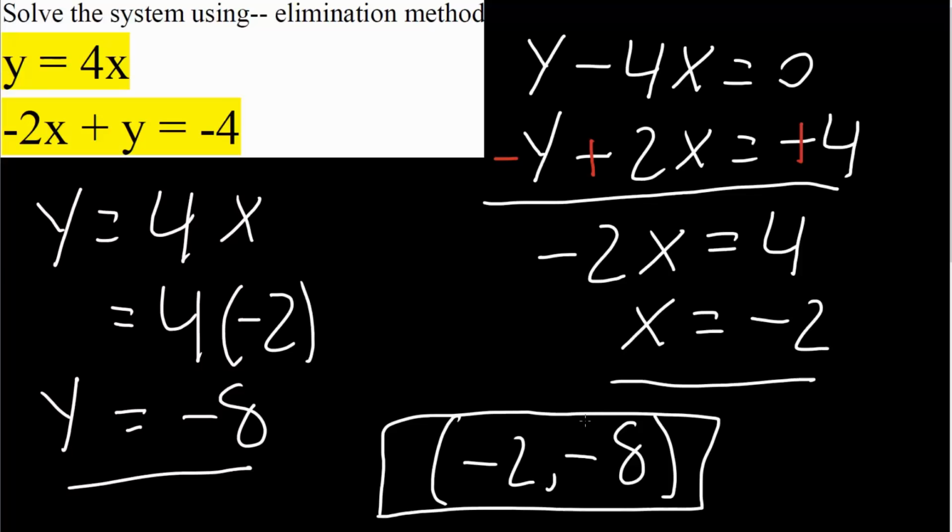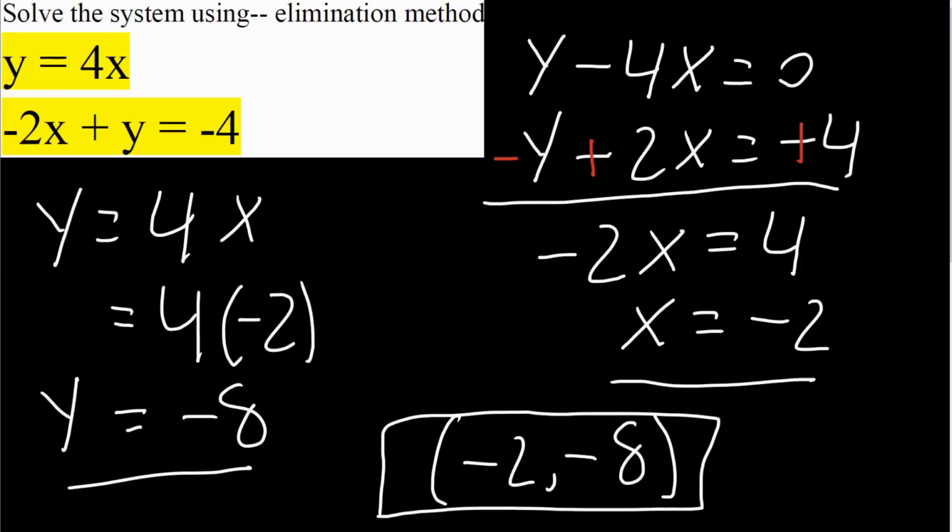And if we wanted to check, we plug in negative 2 here, and we plug in negative 8 here, and we would get negative 4. We can try it. Negative 2 times negative 2 is positive 4. Positive 4 minus 8 is negative 4. And so that's why we know it's true.